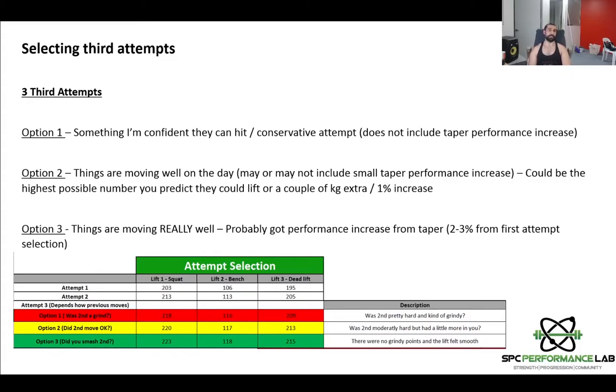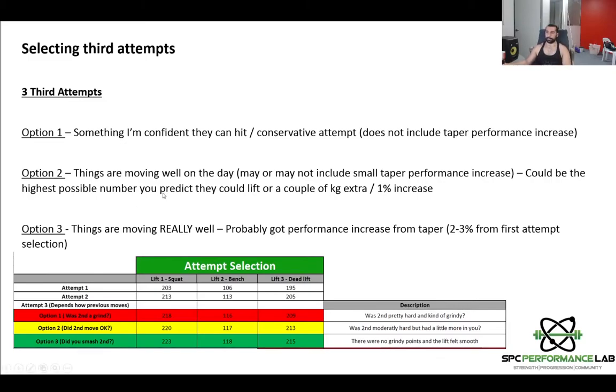And then option 3 is for when things are moving really well. They came out, they did their second attempt, and it just flew up. It looked like they got some really good performance increase from the taper, maybe around a 2 to 3% increase. So option 3 is just if it's a really, really good day.